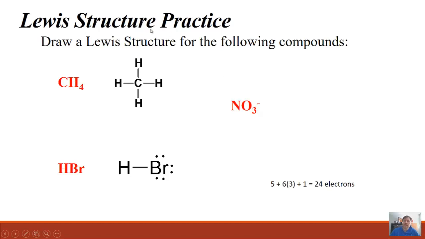Nitrogen has 5, oxygen has 6. So 6 times 3 is 18, plus 5. Plus, since it has a -1 charge, that means we're going to have to add 1 more electron to it, for a total of 24 electrons. And so we're going to build that around the central atom of nitrogen, and split it out to the side. Now you notice, to get this to work, we're going to have to put in a double bond.